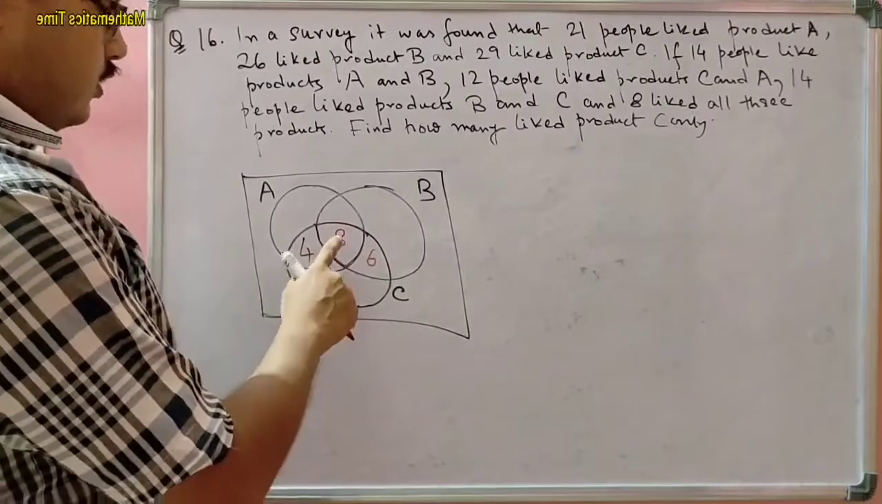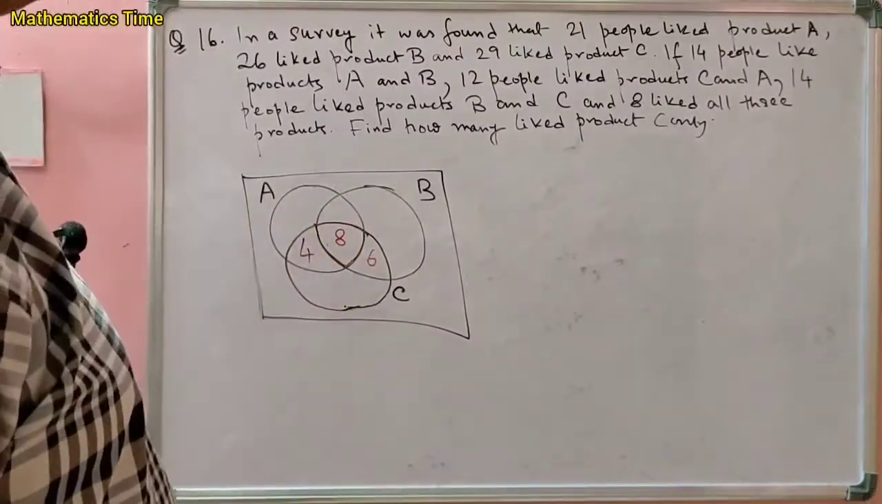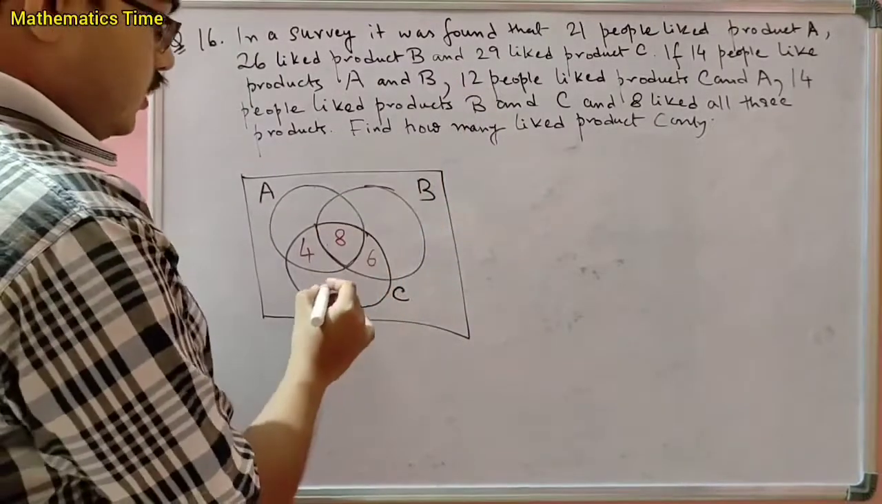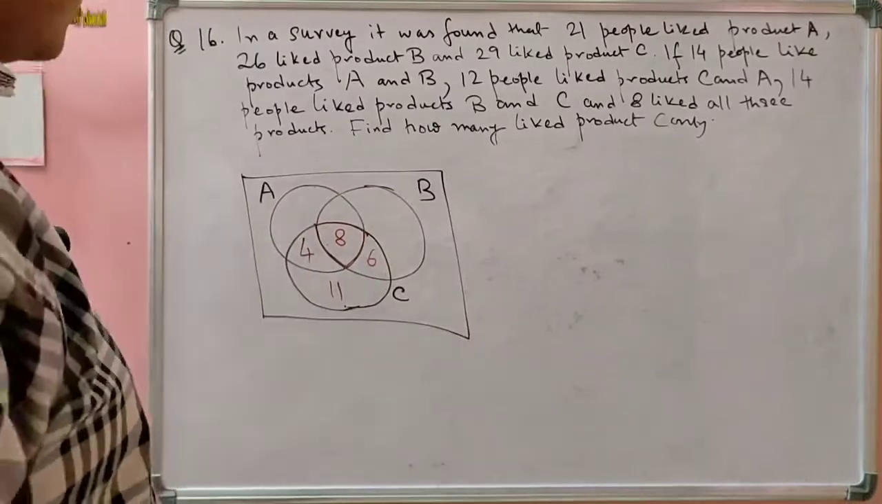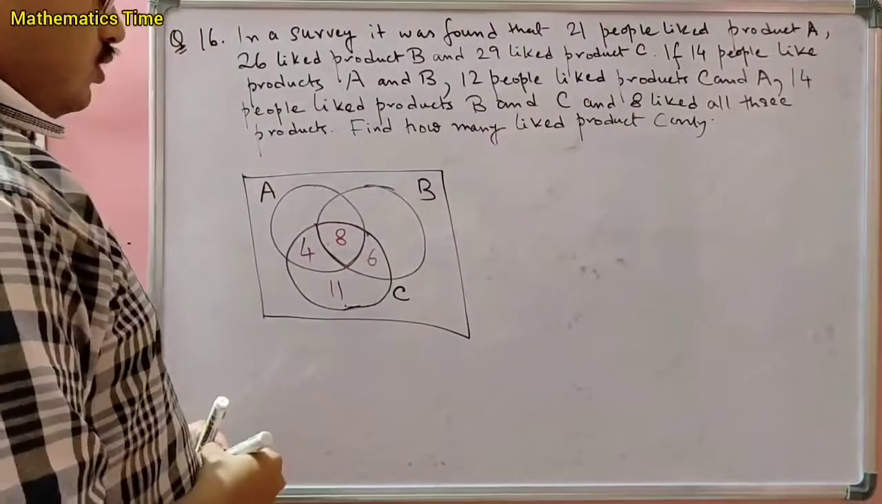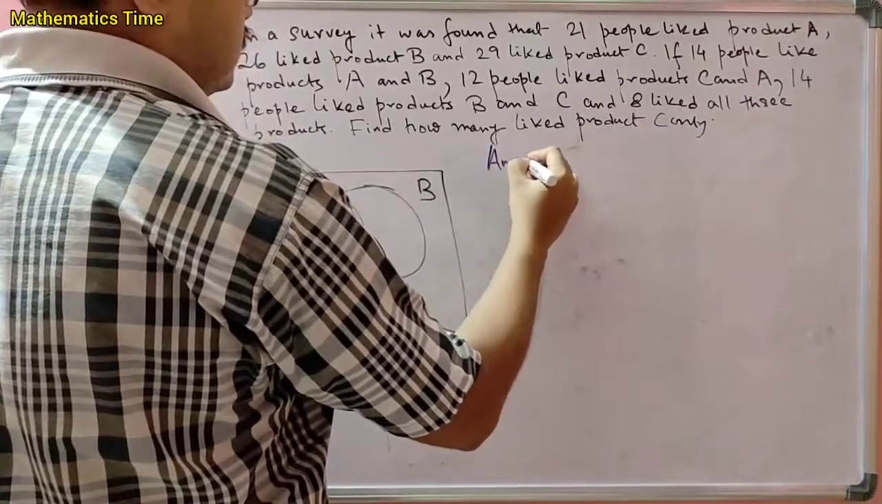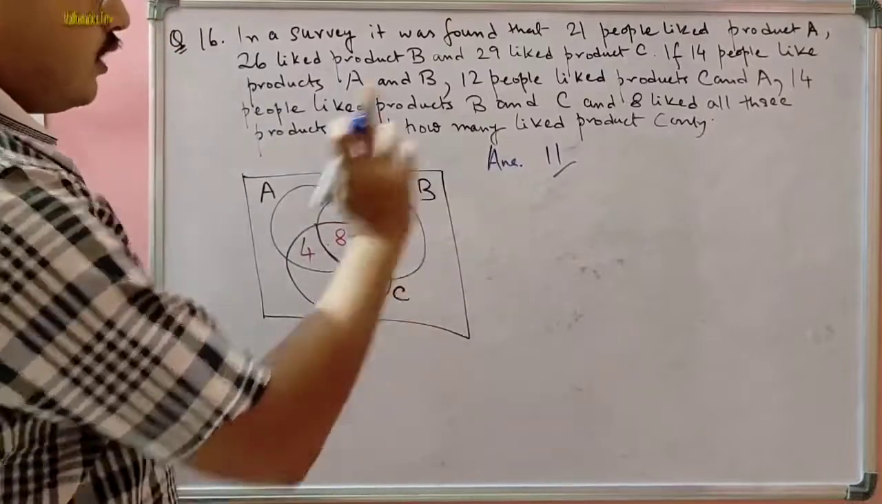Now 29 like product C, so this will be 29 total. So this is 4 plus 6, 10, and 8 plus 8 means 18. So 29 minus 18 is 11. So this will be total 29. Okay, so the question is how many like product C only. So the answer will be easy. The answer is 11. C only is liked by 11 people.